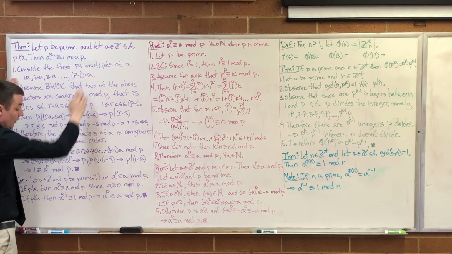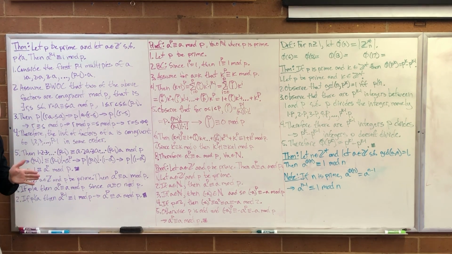So when I take a number and I mod it by P, how many possible numbers can it spit out? P possible numbers: 0, 1, 2, 3, 4, 5, 6, 7, 8, 9, all the way up to P minus 1. Now, we know that none of these are 0.